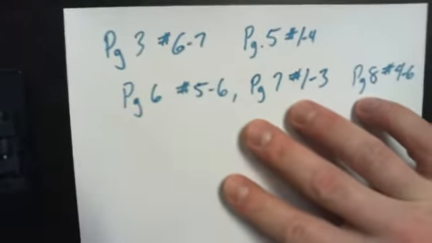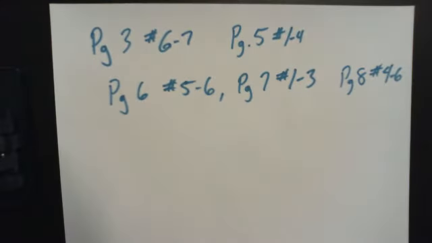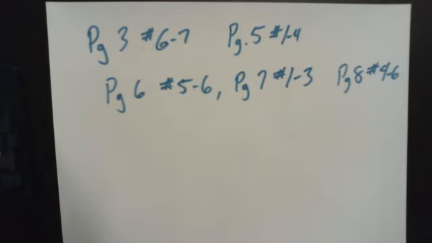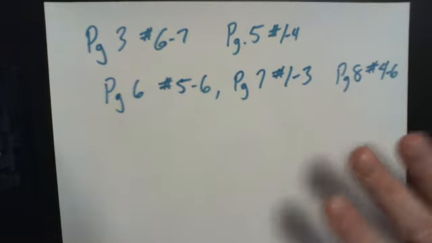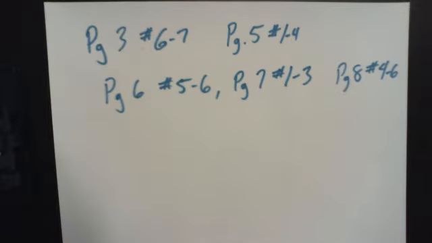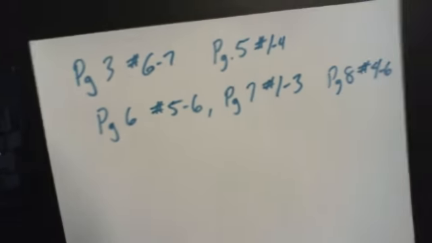Sorry about that. There you go. So out of this packet, page 3, 6 through 7. Page 5, 1 through 4, page 6, numbers 5 and 6, page 7, 1 through 3, page 8, 4 through 6. Pause the video if you need to get all of that down, but again, probably about half of that I'm going to do for you right now. But in total, this is what we're going to do. Okay, so once you have those numbers down, jump over to page 3 on your packet.